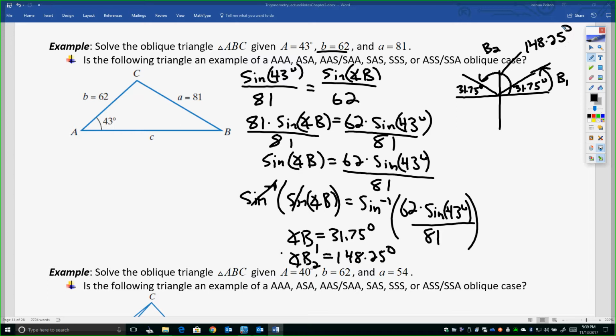However, we were given an angle of 43 degrees. If you add 43 and 31.75 together, that leaves an angle C. However, if you add 43 to 148.25, that is more than 180. Since the 43 and this are more than 180, there would not be an angle C. So B2 is not possible in this case. To get angle C, all I have to do now is 180 minus my B, 31.75, and the original angle of 43.